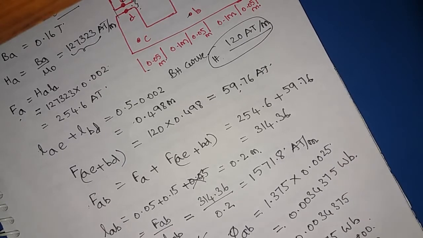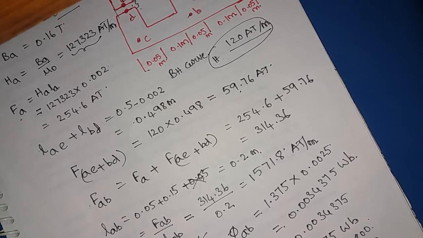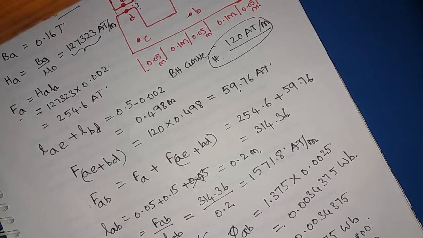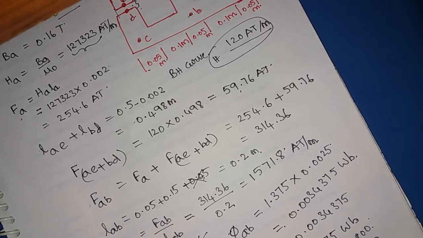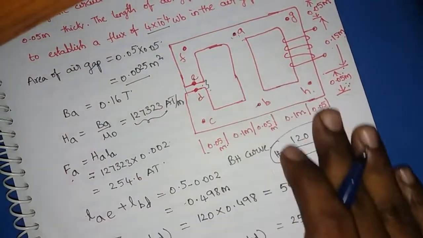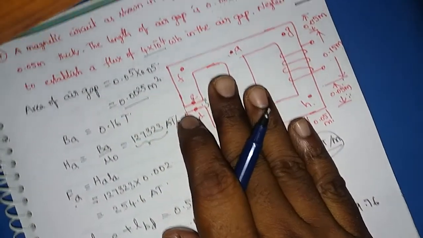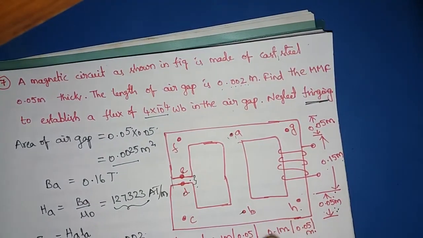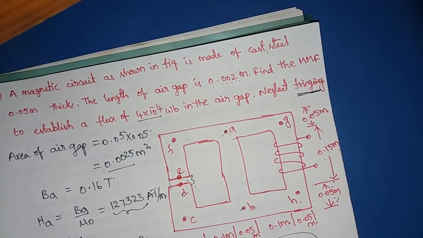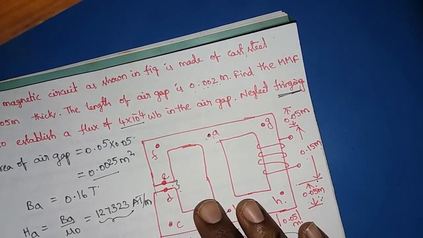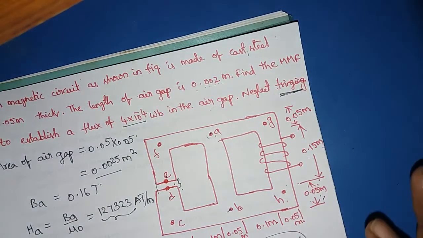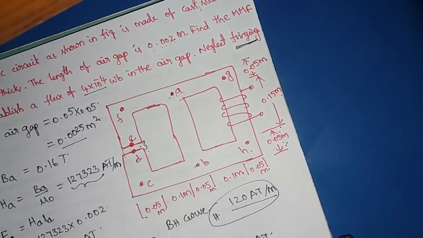So hence total MMF is 314.36 plus 1400. If you add these two, you will get 1714.36. Here the problem did not give the BH curve data, so therefore I took that data. From the examination point of view, they will give the data about this one, so don't bother about this.